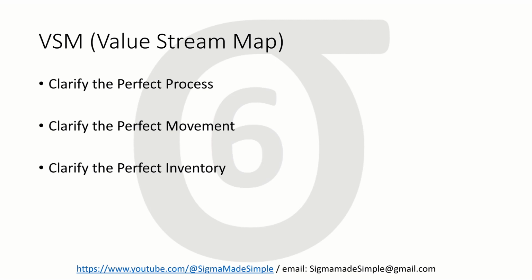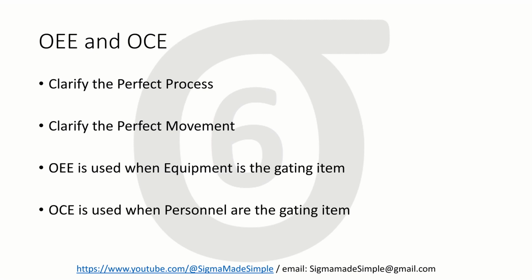Those are other tools that will become useful when we do our value stream map, our future state value stream map. We will spend a lot of time in the next videos on the VSM since it is the most important tool that you can use. It will clarify the perfect process, perfect movement, and the perfect inventory. OEE and OCE will clarify where you are in the perfect process and perfect movement.